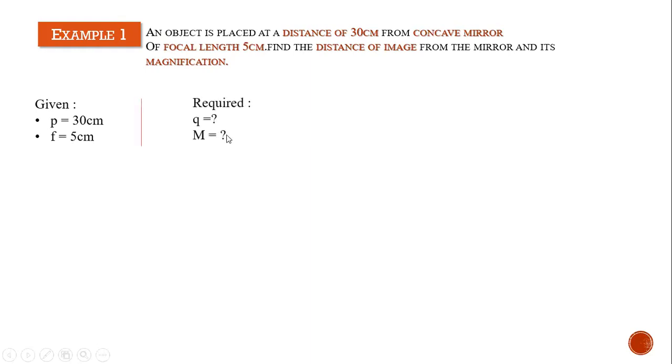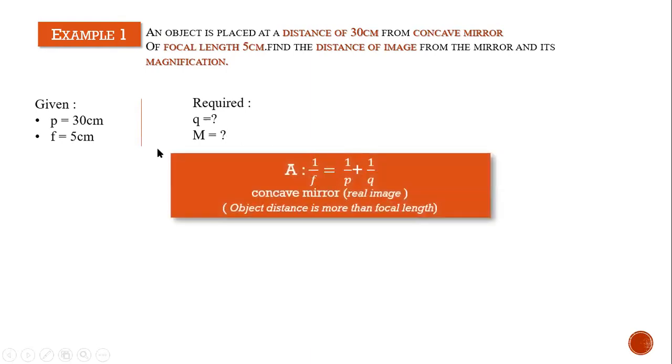Required is q and m, that is the image distance and the magnification that we have to find. Now, after looking at this, we have to find q. I can apply 1/f = 1/p + 1/q, as f and p are known. And because it is a concave mirror, real images are formed, so we are going to take everything with a positive sign.